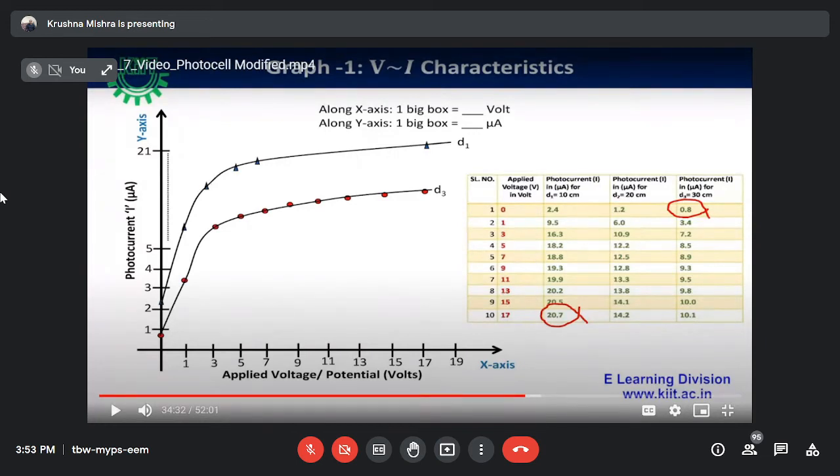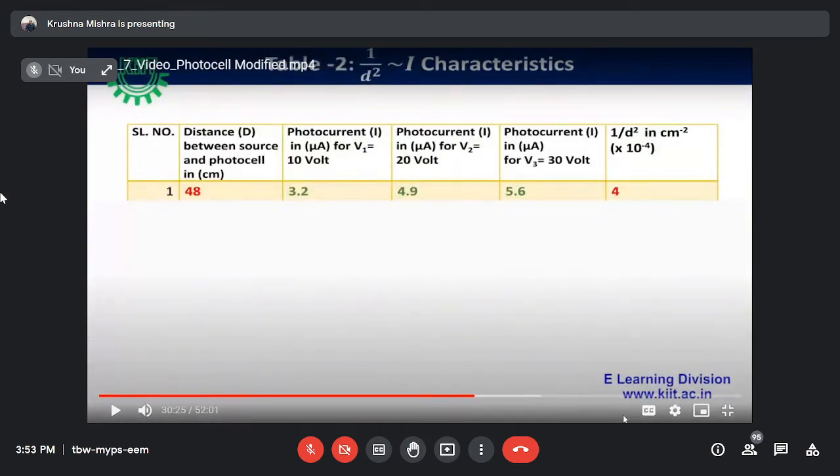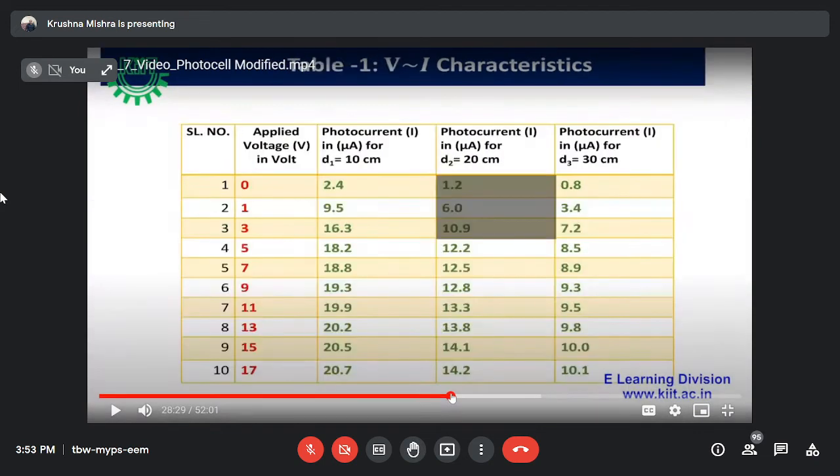All the students, mark now how this graph is to be plotted. Intensity of light decreases by increasing the distance between source and cell.